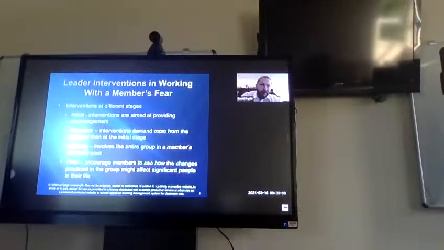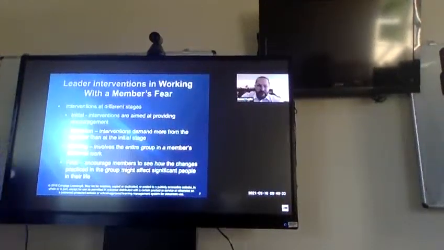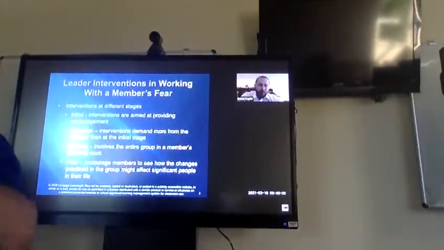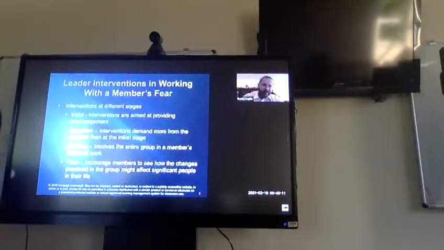So you start by getting people to take risks and trust and share. Then they're self-governed, and then the group can put a spotlight on an individual. And last but not least, encourage members to see how they change as a function of the group, right? So we look for transformation in the final stage.